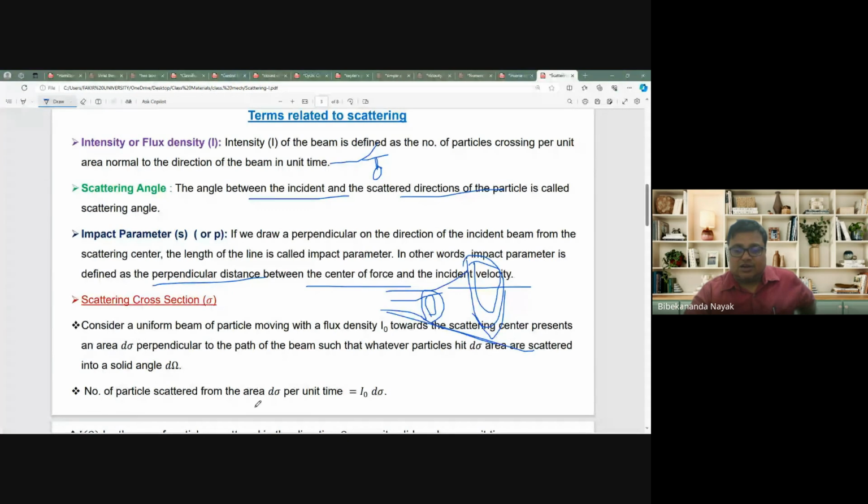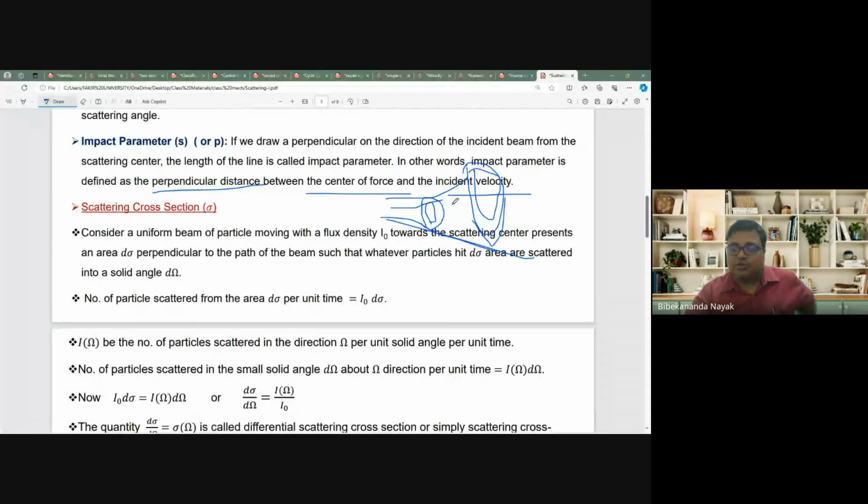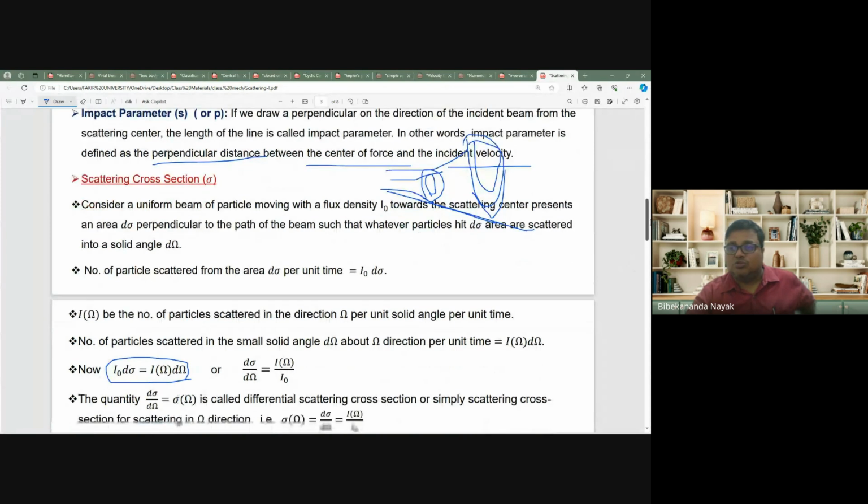The number of particles scattered from d sigma per unit time will be incident intensity I0 into d sigma, and the number of particles scattered into omega per solid angle per unit time will be I omega d omega. Both should be the same, since there is no creation or absorption of this particular beam. So the incident beam must be equal to the scattering beam. I0 d sigma will be I omega d omega. So d sigma by d omega will be I omega by I0.